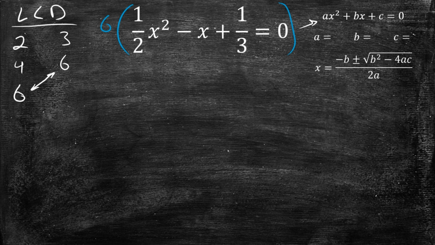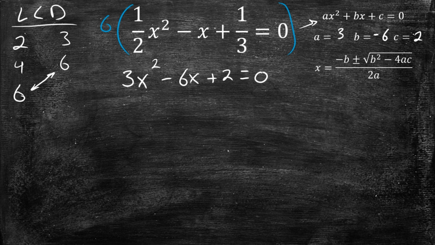And we can go ahead and simplify this a little bit more. So 6 halves is 3. So we got 3x squared. 6 times negative x is negative 6x. And then 6 over 3 is 2. So plus 2 is equal to 0. Okay, so now we eliminated the fractions. We have it in the form that we want. Let's go ahead and write down our a, b, and c terms. So a is 3, b is negative 6, and c is 2.